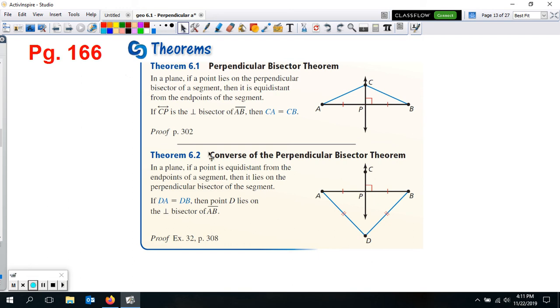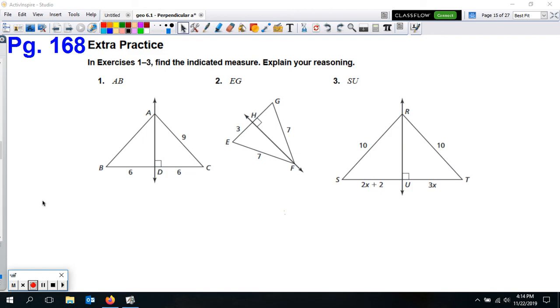All right, so again, read through this, study this more in depth. Let's go on to our extra practice. Okay, so here on page 168, our extra practice 1 through 3, wanting to find the indicated measure. Right here, A, B, E, G, and SU. It says explain your reasoning. We'll do that for the first 2. We may not do it for the third one, but we'll definitely explain our reasoning on these first 2.